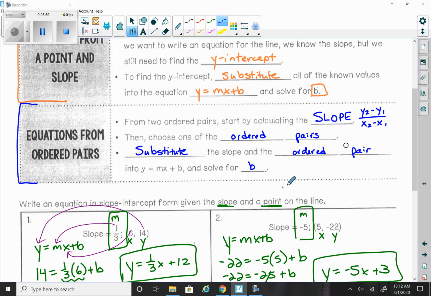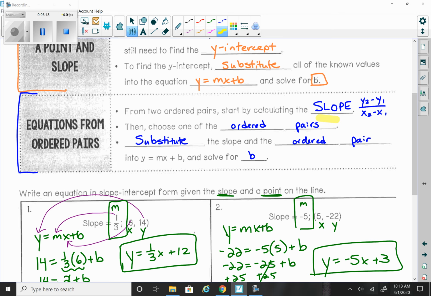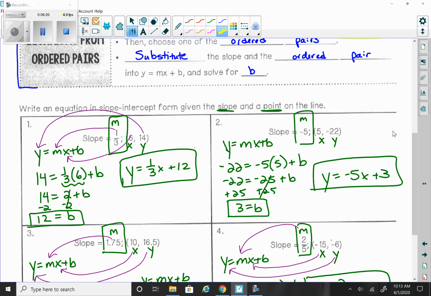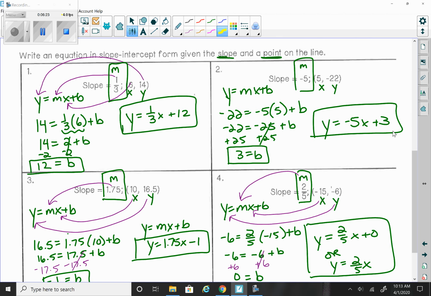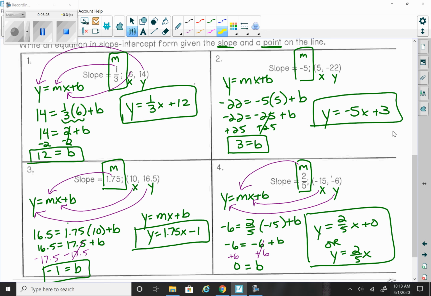So very similar to what we did yesterday, except we're adding in an extra step up front where you have to calculate the slope first, then use the slope and one of the points to solve for b. And then once you have b, you can write the equation. So these are a little bit longer problems than we saw yesterday because there's an extra step at the beginning where you calculate your slope. So again, here's the 4 problems that we did together yesterday where we took the slope and the point, plugged it in, solved for b, and then wrote our equation.